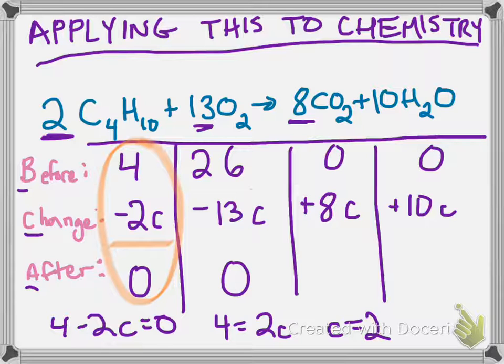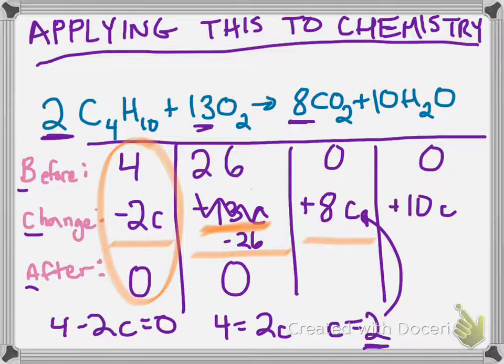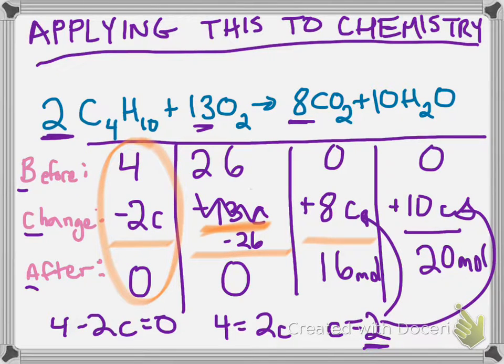So that means that negative 13C would be indeed minus 26, right? 13 times 2 gives us 26. So that's good because 26 minus 26 gives us 0. So I'm going to plug my 2 in for this C. So I will get 0 plus 8 times 2, which is 16 moles of carbon dioxide. And then again, I'll plug in my 2 as C, and I'll get 20 moles of H2O is produced.